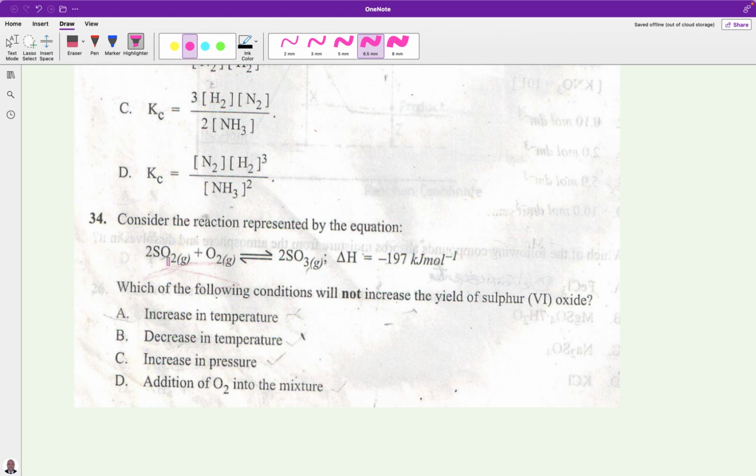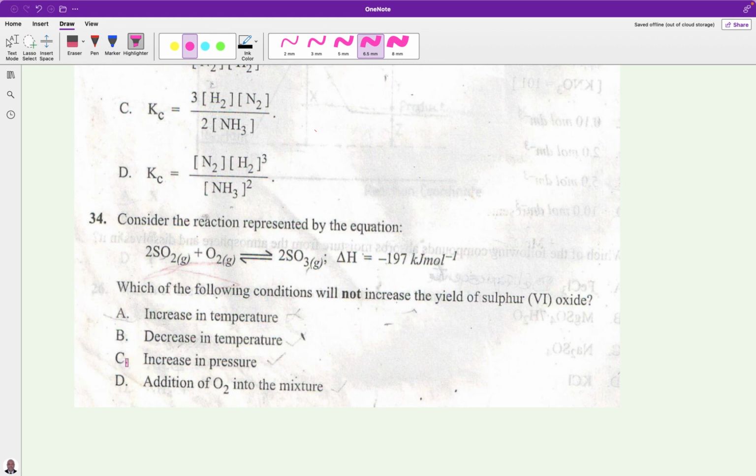B, decrease in temperature. Decreasing the temperature, since it is an exothermic reaction, exothermic reactions favor low temperatures. At low temperatures, more of the product is being formed. So when the temperature is decreased, more SO3, or sulfur trioxide, or sulfur 6 oxide, is going to be formed. So this one will increase the production of SO3. B is not accepted.